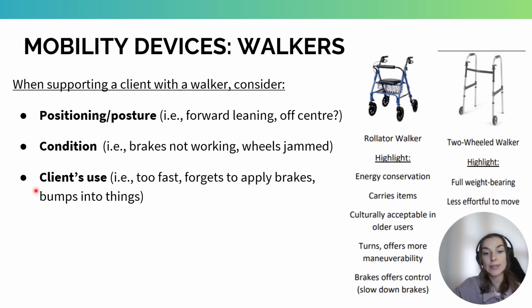Lastly is how a client is using the walker. Something we commonly see is clients using the walker quite quickly and it's almost running away from them. So in that case, something that could potentially be done is having slow down brakes, which just has the wheels move a bit slower. We also see clients forgetting to apply the brakes. This is very common, so being there to help with cueing and those reminders and creating a habit of it as much as possible. And lastly, clients might bump into things with their walkers.